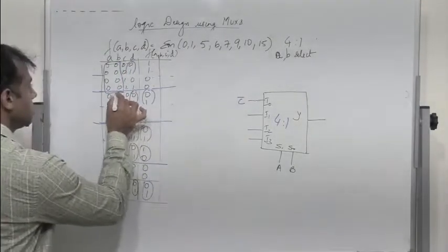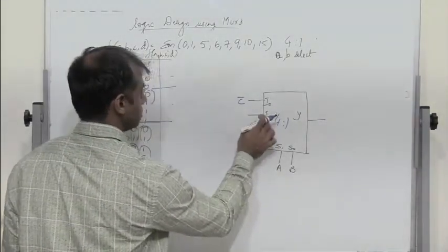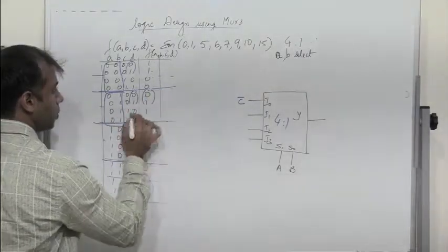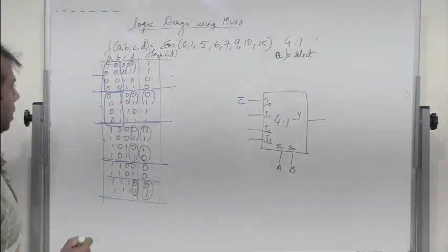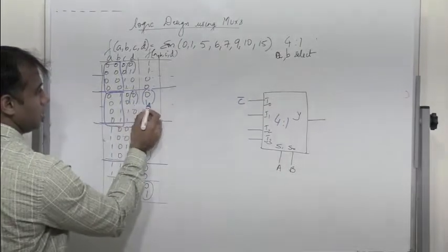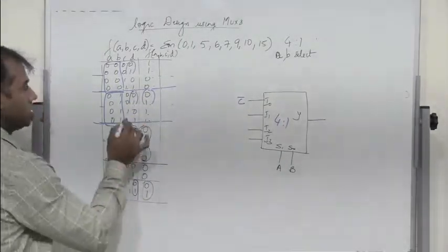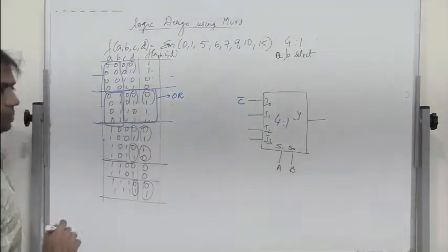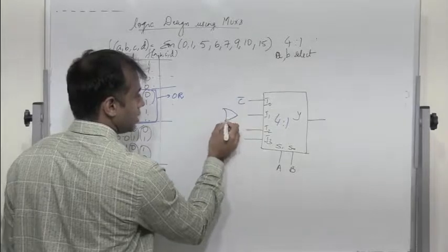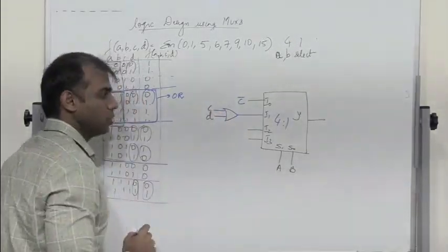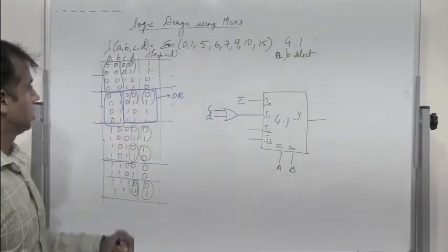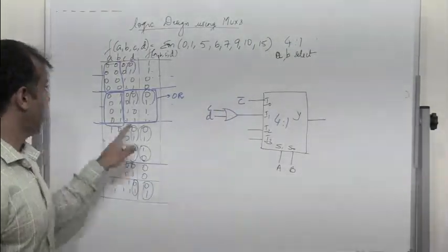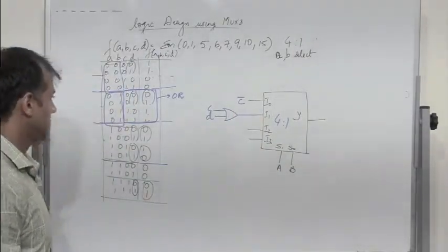Next, consider the next 4. When AB is 0, 1, I1 appears at the output, isn't it? So now, observe the output with respect to CD. When CD is 0, 0, output is 0. For 0, 1, 1; 1, 0, 1; 1, 1, 1. So what does this represent? This actually represents an OR of C and D. Isn't it? So you give C and D to the two inputs of an OR gate, and I get this output, which is connected to I1, the second input.